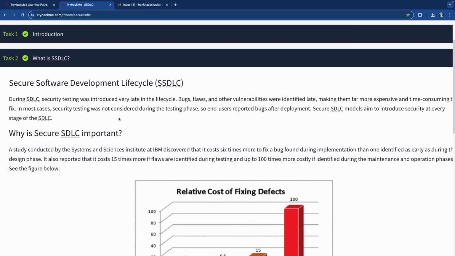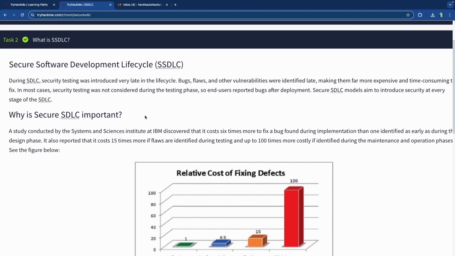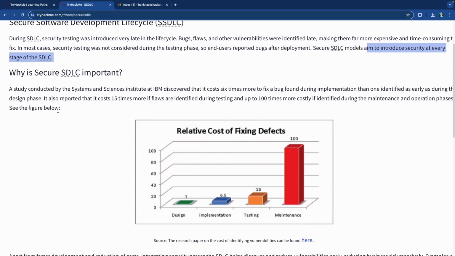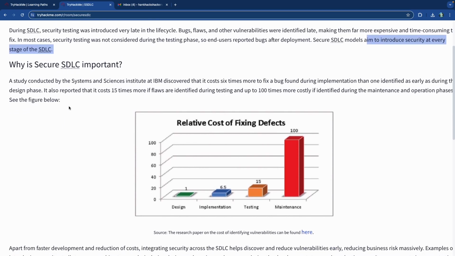In a lot of cases, security testing wasn't considered during the testing phase, so the end users would end up reporting bugs after the deployment of the software itself. And so the SSDLC, the Secure Software Development Lifecycle, aims to introduce security at every stage of the software development lifecycle. So the reason why it's so important is the relative cost of everything, right?